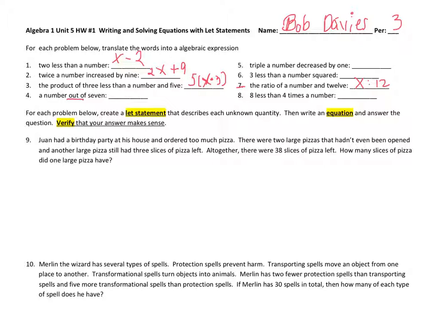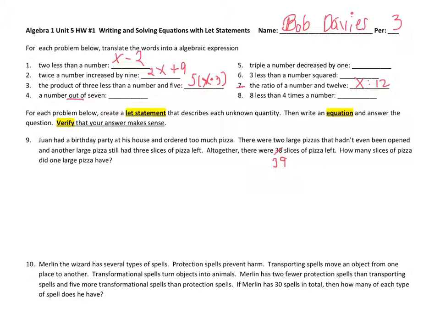For number 9, it says Juan had a birthday party at his house and ordered too much pizza. And there were 2 large pizzas that hadn't even been opened, and another pizza still had 3 slices of pizza left. Altogether, there were 38 slices of pizza left. Well, no, there were not. There were 39 slices of pizza. How many slices of pizza does one large pizza have?